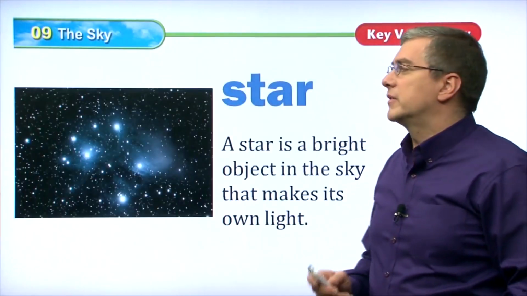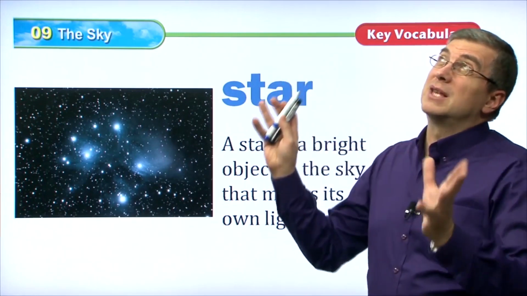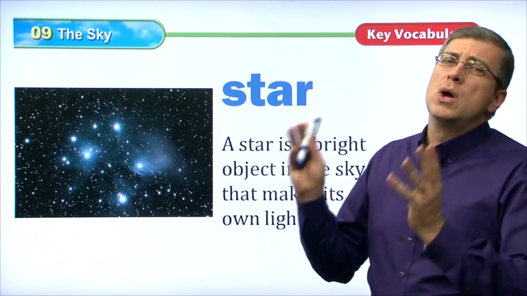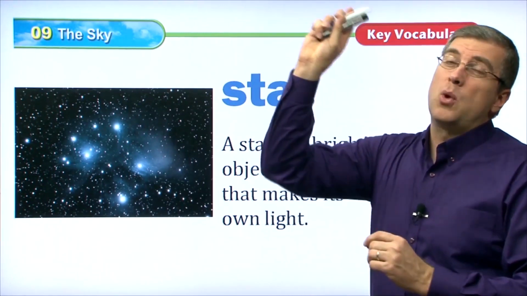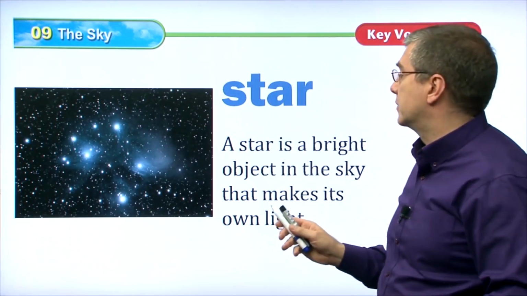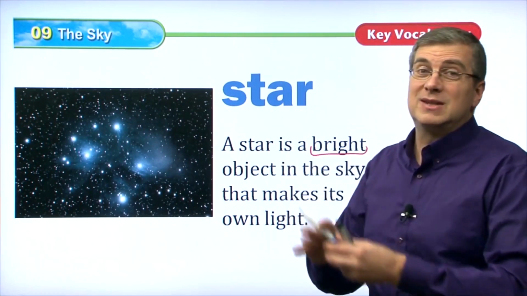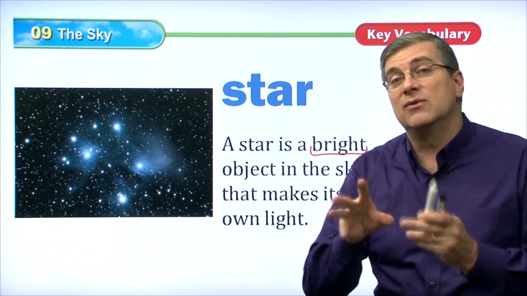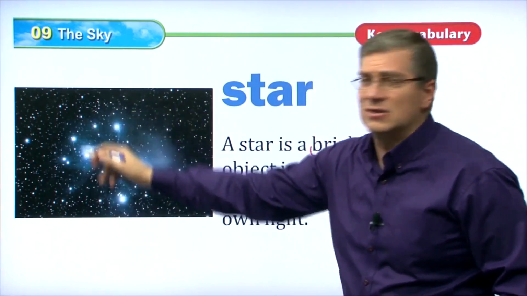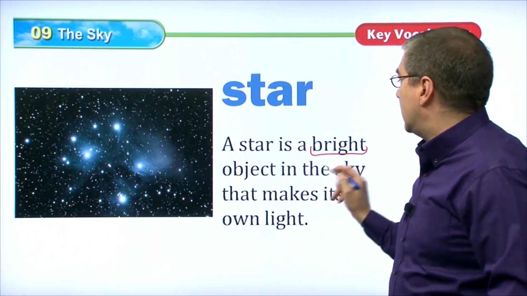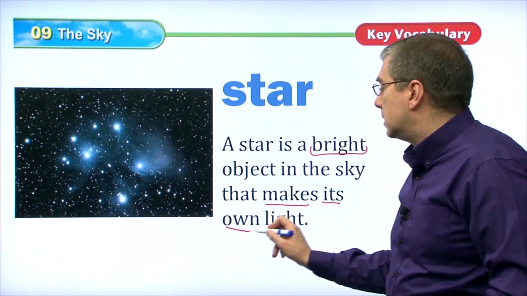But let's start with one of those things that you can see in the sky, especially at night. When you look up at the night sky, wow, there are so many of these things. So many points of light, right? Those are all stars. A star is a bright object. We can see it. Bright means it's light. It's giving off light. It's a bright object in the sky. There are so many stars in the night sky. And it's a bright object in the sky that makes its own light.